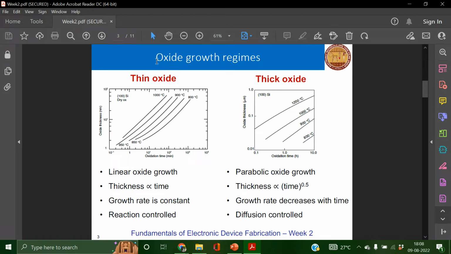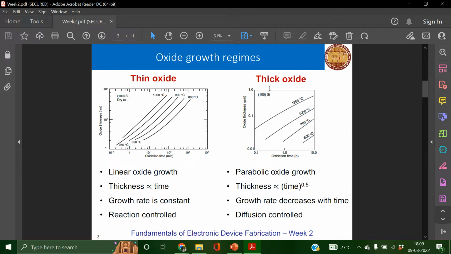Then we saw different oxide growth regimes. We had thin oxides and thick oxides. Thin oxide means it will usually be less than 30 nanometers, approximately 1 to 100 nanometers, but usually less than 30 nanometers. It has a linear oxide growth rate. The thickness of the oxide will be proportional to time, and the growth rate will be constant. And this particular setup will be reaction controlled.